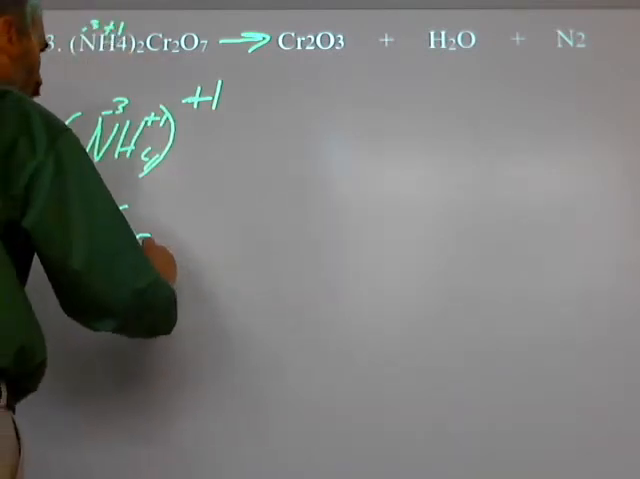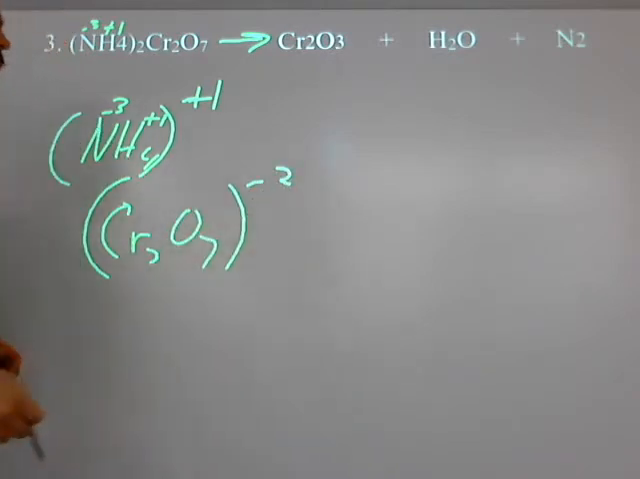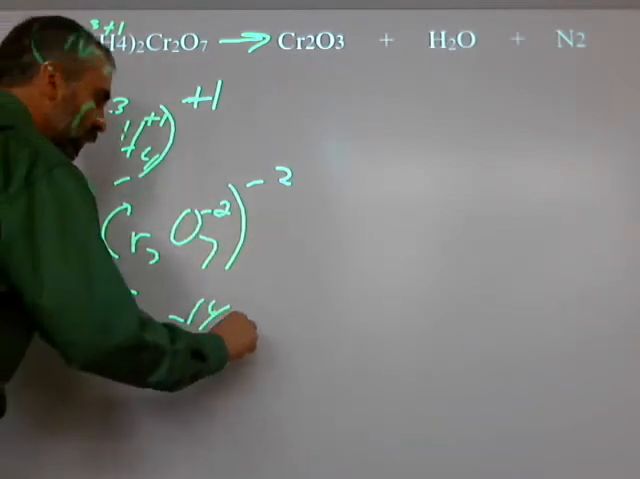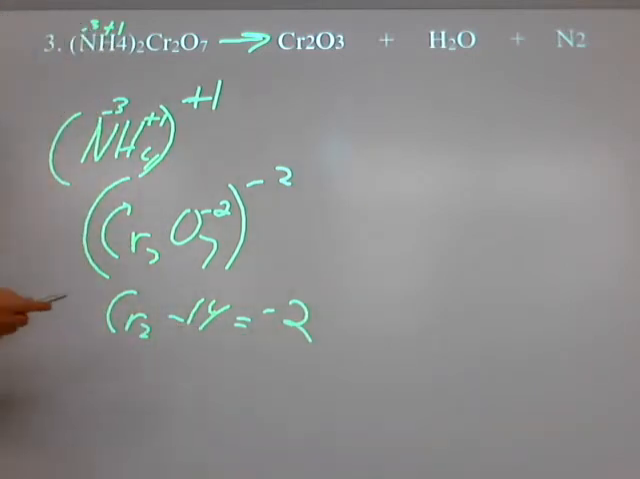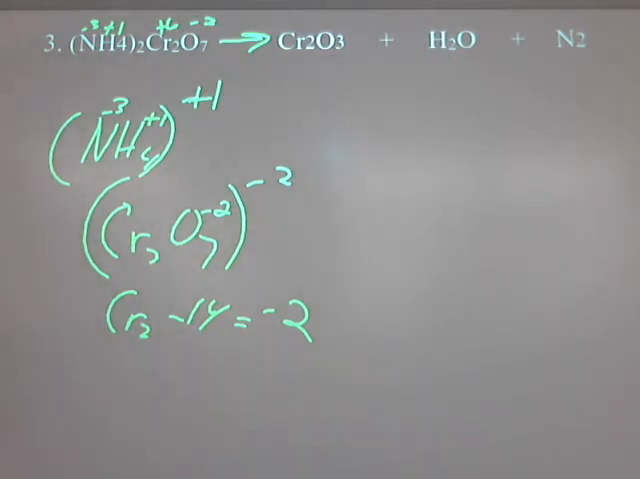I would do the Cr2O7 from the polyatomic ion, common ion sheet. -2, so we have -14. Cr2 -14 equals -2, right? So what is Cr? +6. So that's the only thing that was really difficult about that.